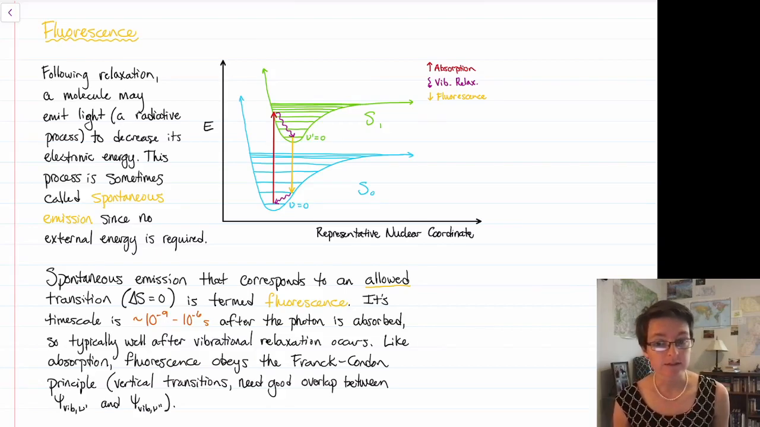The timescale is a little bit slower than vibrational relaxation, something on the order of 10 to the negative 9th to 10 to the negative 6th. So fluorescence takes a while before it actually happens. And that means that typically the molecule has time to vibrationally relax before it fluoresces. Just like absorption, fluorescence obeys the Franck-Condon principle. We depict things as vertical transitions. We need good overlap between our vibrational wave functions in both the excited and the ground state. But otherwise, it's a fairly straightforward process.